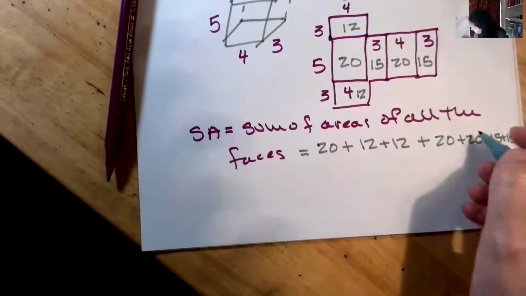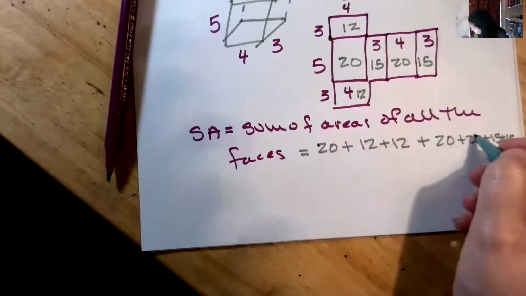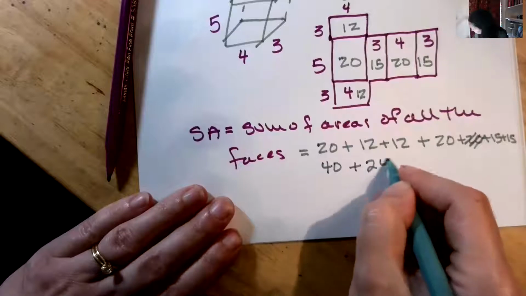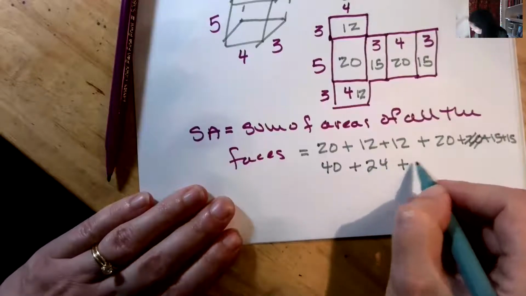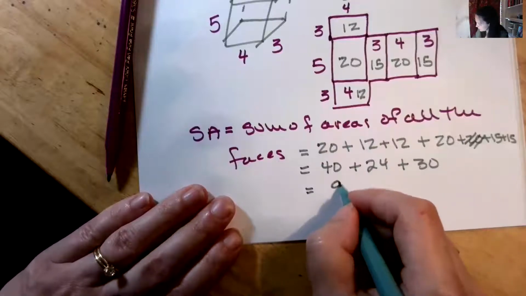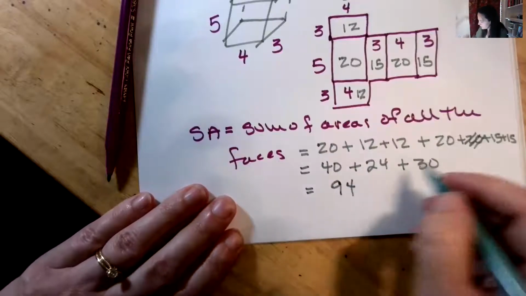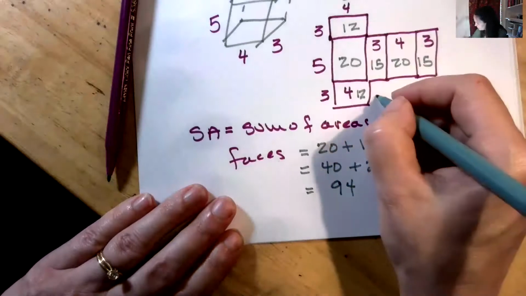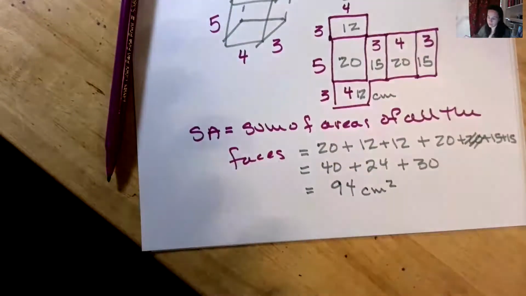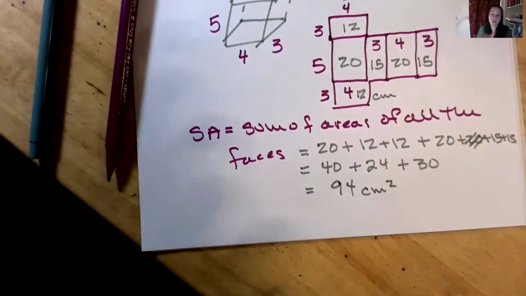Oh, too many 20s. So 40 plus 24 plus 30 is going to be 94. And in this problem, these were centimeters, so this would be centimeters squared. Okay, now, so that's how you would use the net.